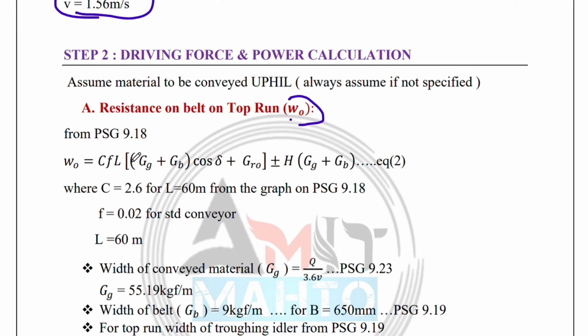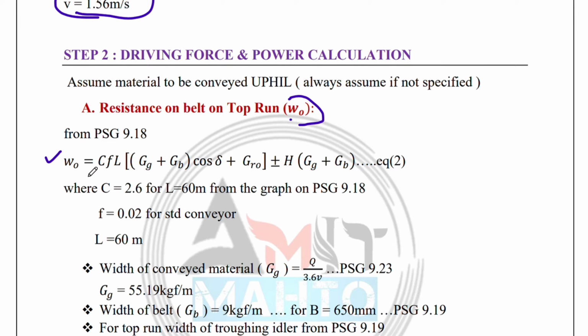Now go to PSG page number 9.18. Go to this page and you will see this formula at the top of the page. W0 is equal to C f L (Gg + Gb) cos delta + Gro ± H (Gg + Gb). This will be denoted as equation 2.